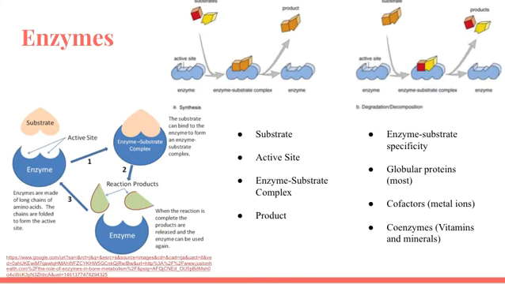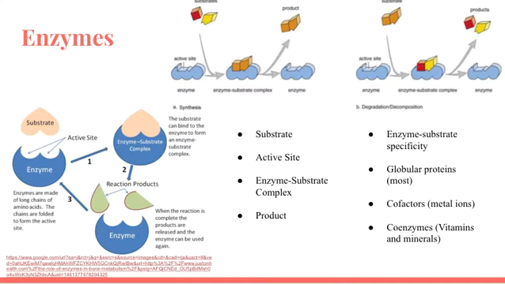After the substrates are bound to the active site of the enzyme, the second stage begins. The enzyme will catalyze the reaction by lowering the activation energy, and the substrates will change into different chemical substances, which are the products of the reaction. Lastly, the products are released from the enzyme, and the enzyme is free to catalyze another reaction.